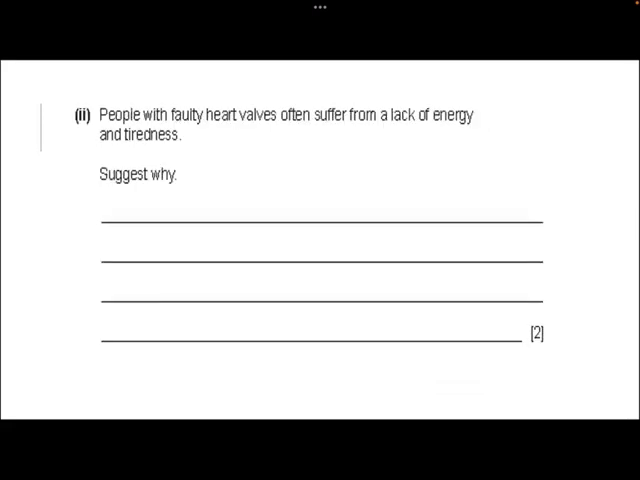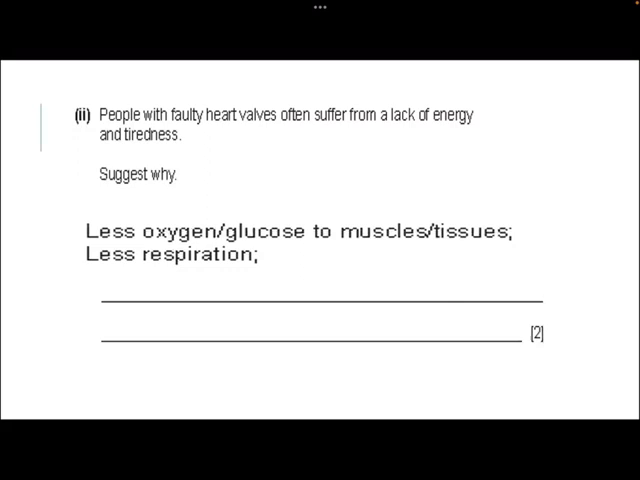People with faulty heart valves often suffer from a lack of energy and tiredness. Suggest or think of a reason why. So if they're not getting enough blood through, then there's going to be less oxygen or less glucose getting to the muscles or tissues. So therefore less respiration will occur. And that is the end of circulatory system.